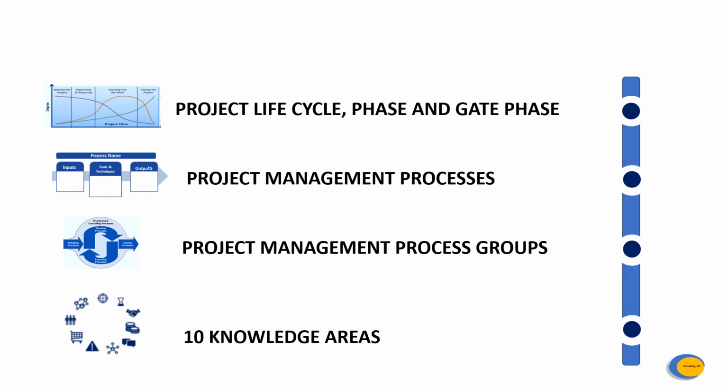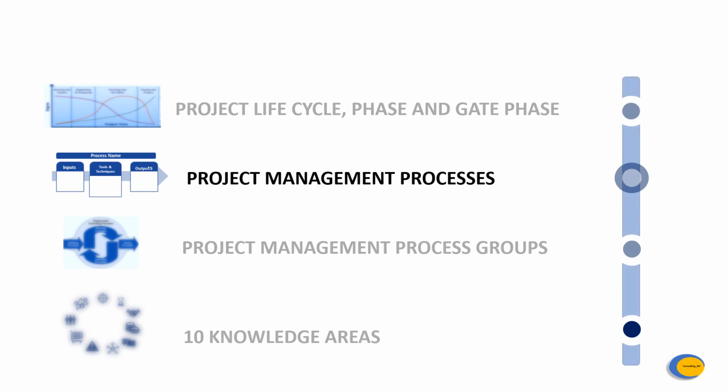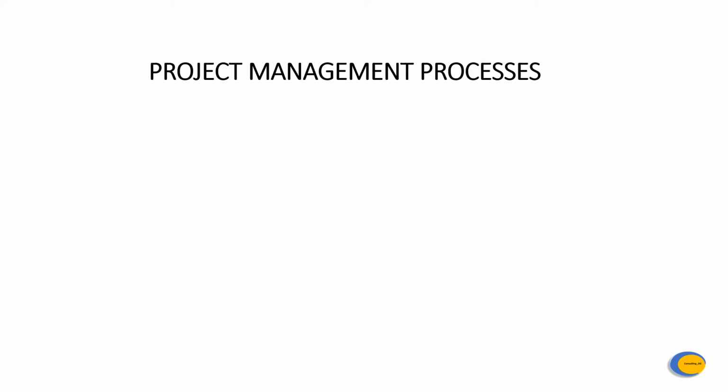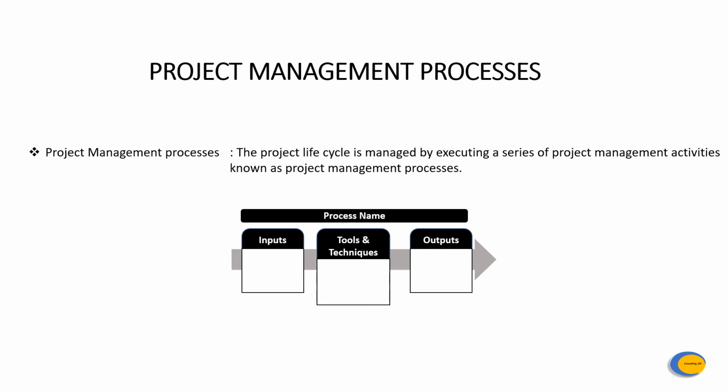Now let's review project management process. The project life cycle is managed by executing a series of project management activities, known as project management processes. Every project management process produces one or more outputs from one or more inputs by using appropriate management tools and techniques. Outputs can be a deliverable or outcome.